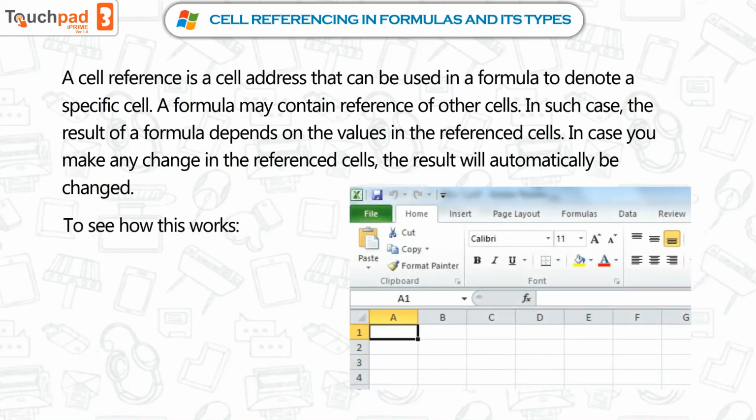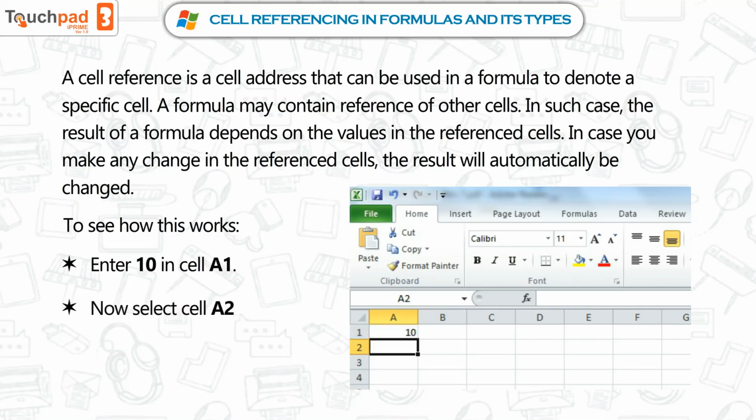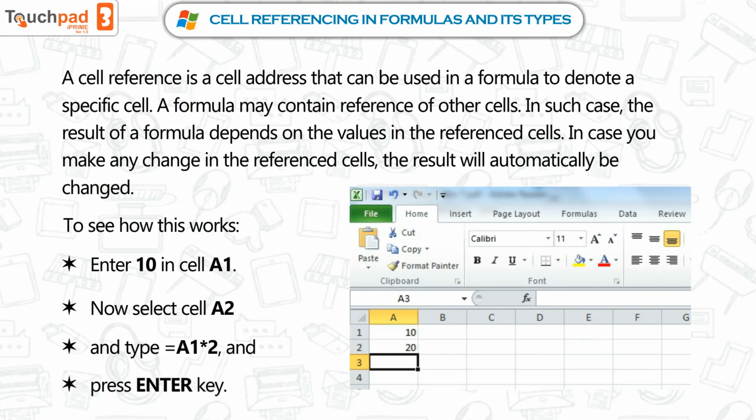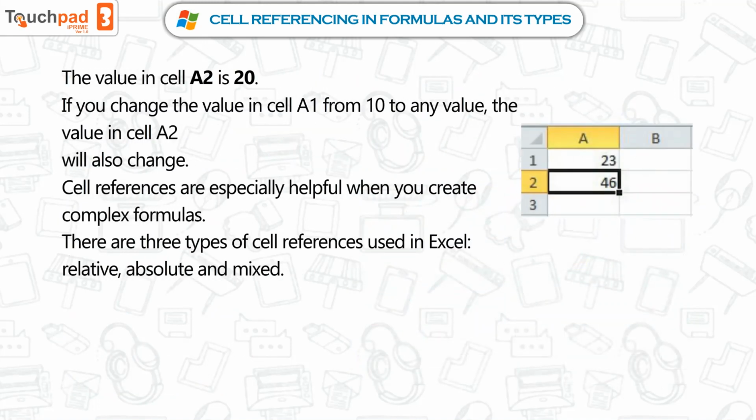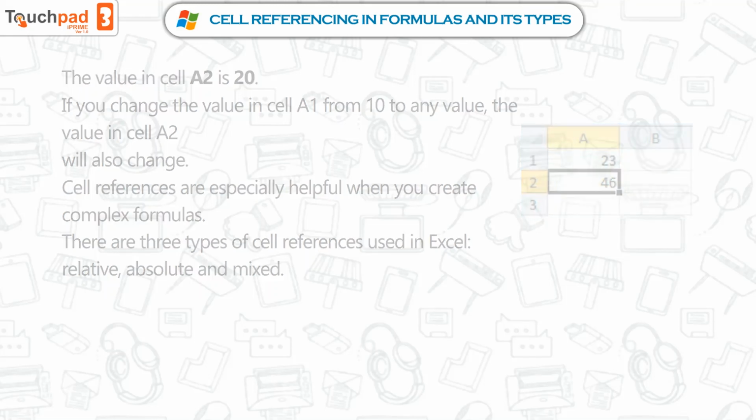To see how this works, enter 10 in cell A1. Now select cell A2 and type =A1*2 and press the Enter key. The value in cell A2 is 20. If you change the value in cell A1 from 10 to any value, the value in cell A2 will also change. Cell references are especially helpful when you create complex formulas. There are three types of cell references used in Excel: relative, absolute, and mixed.